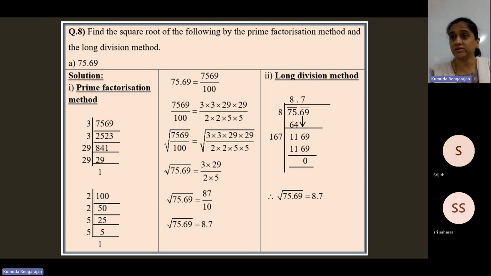Yeah, you can write 3 square. Correct. Instead of 3 into 3, you can write 3 square, 29 square, 2 square, and 5 square. Right.